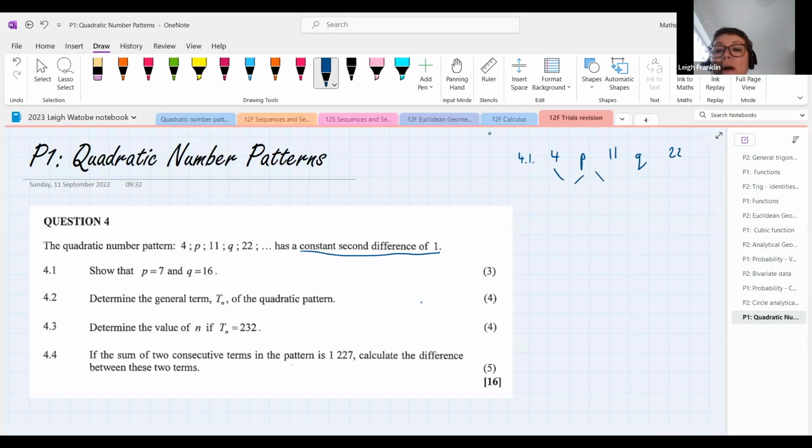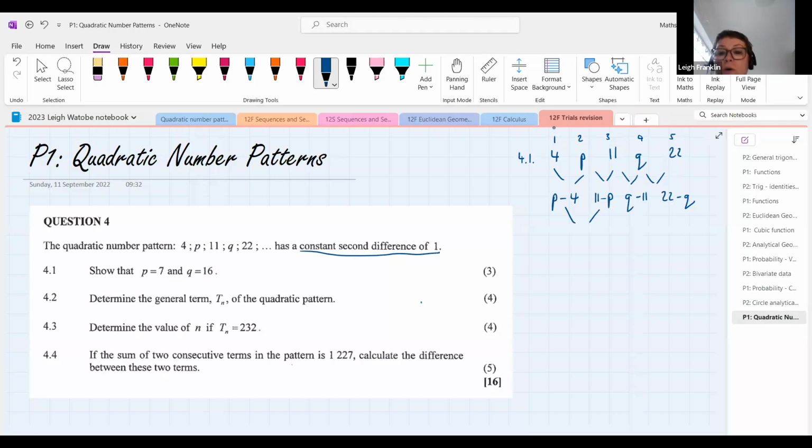We know that we find our differences by subtracting the next term minus the previous term. So if this is the first term, that's the second term, the third term, the fourth term, and this is the fifth term. In order to get our first differences, we have to say term 2 minus term 1. So that would be where the p minus 4 comes from. Then our next one would be 11 minus p. Then the next one would be q minus 11. And the last one would be 22 minus q.